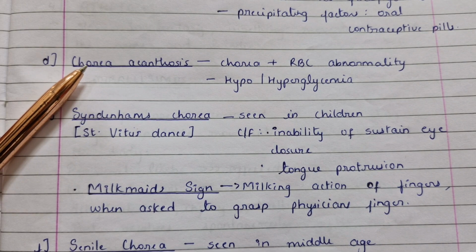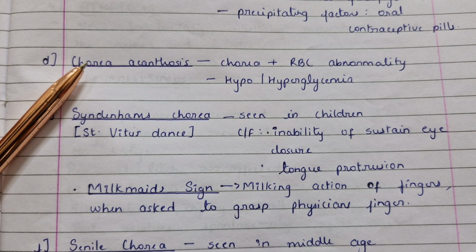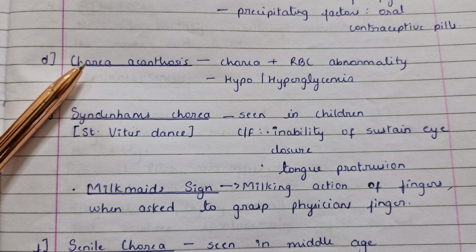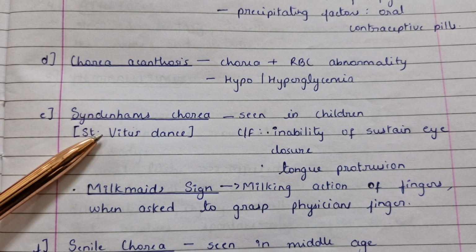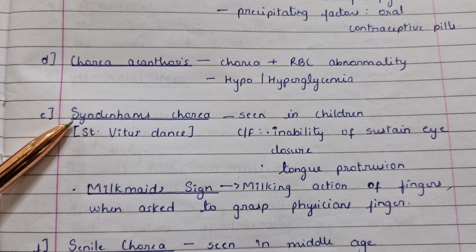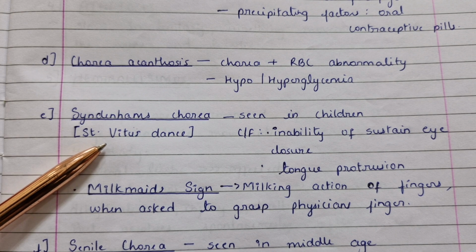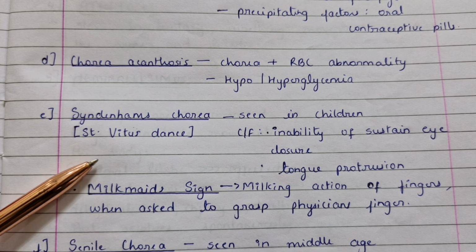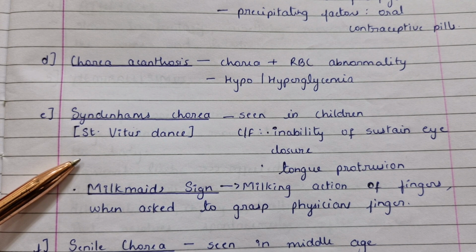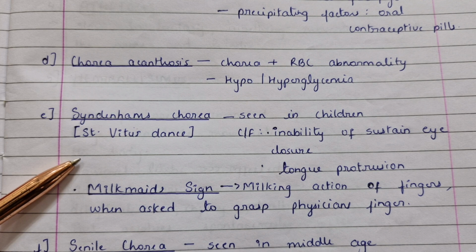Then we have chorea acanthocytosis, which is chorea along with RBC abnormality, may also include hypo or hyperglycemia. Then we have Sydenham's chorea, which is seen in children. It is also called the Saint Vitus dance. Clinical features include inability of sustained eye closure, tongue protrusion. Milkmaid sign is milking action of fingers when asked to grasp the physician's finger.